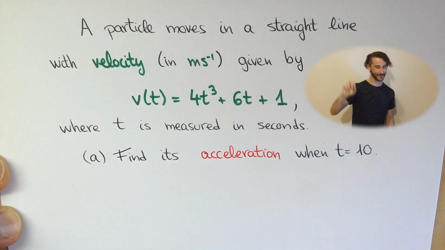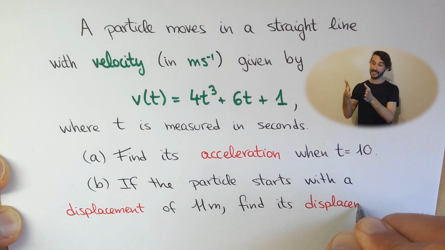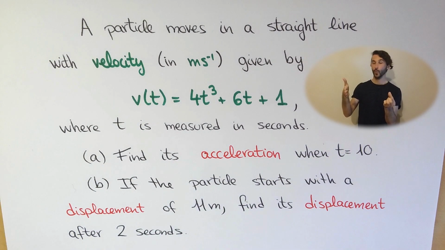Second question is, assume that the particle doesn't start at the origin. Instead, it begins a journey with a displacement of 11 meters already. Then, find its displacement at time equals 2. Let's answer these questions.